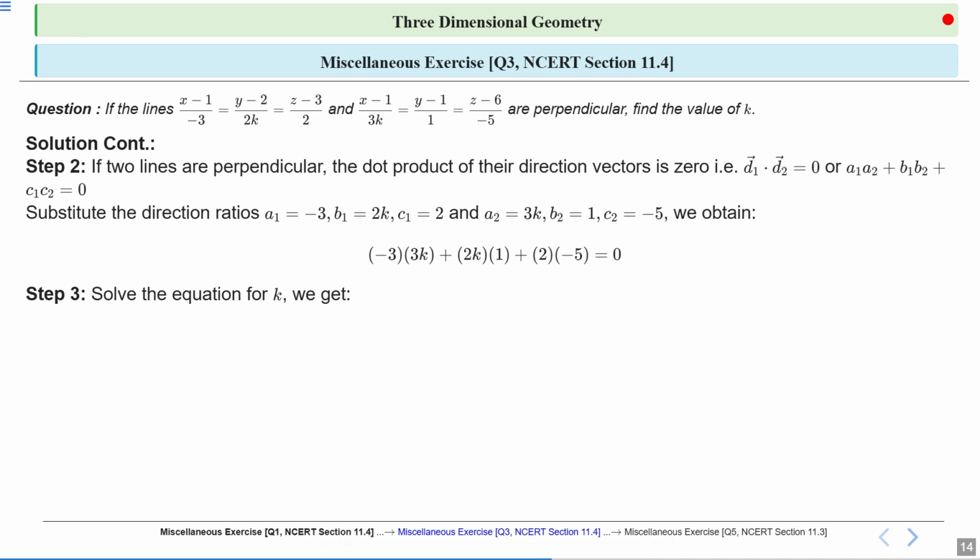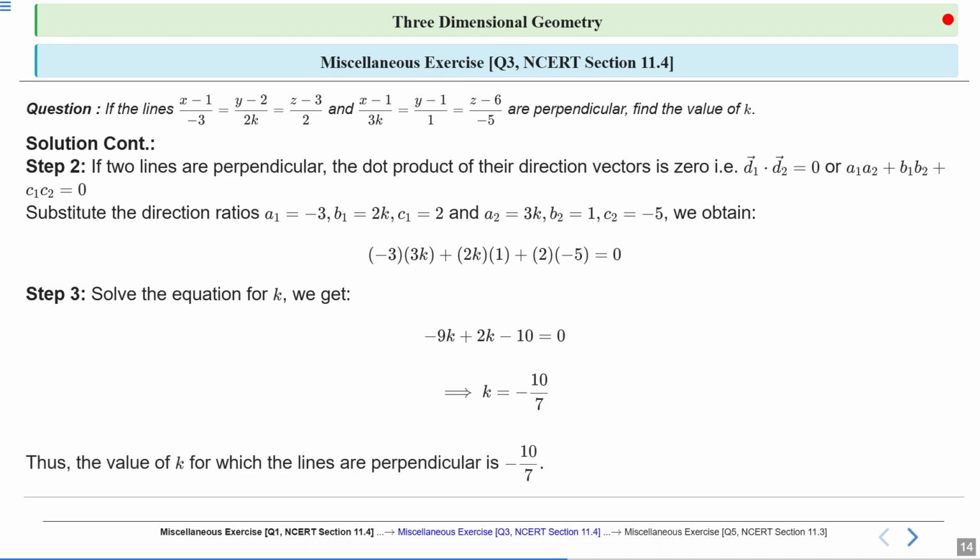Now, step 3, solve the equation for k. We get minus 9k plus 2k minus 10 is equal to 0. Therefore, k will be equal to minus 10 upon 7. Thus, the value of k for which the lines are perpendicular is minus 10 upon 7, right? Got it? So, minus 10 upon 7 is the right answer to the given question.